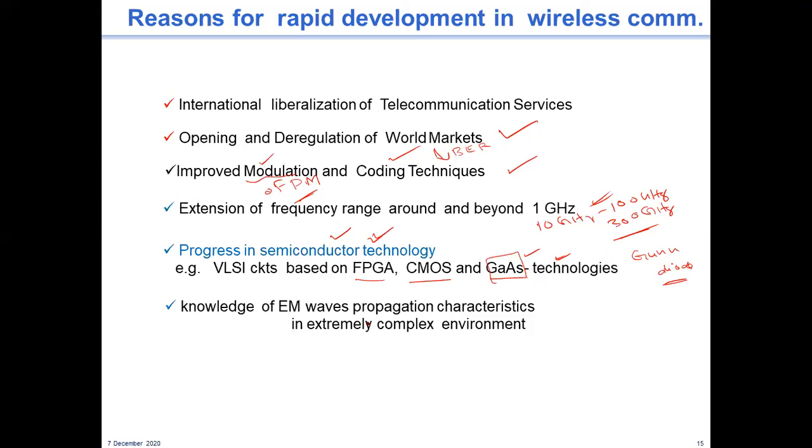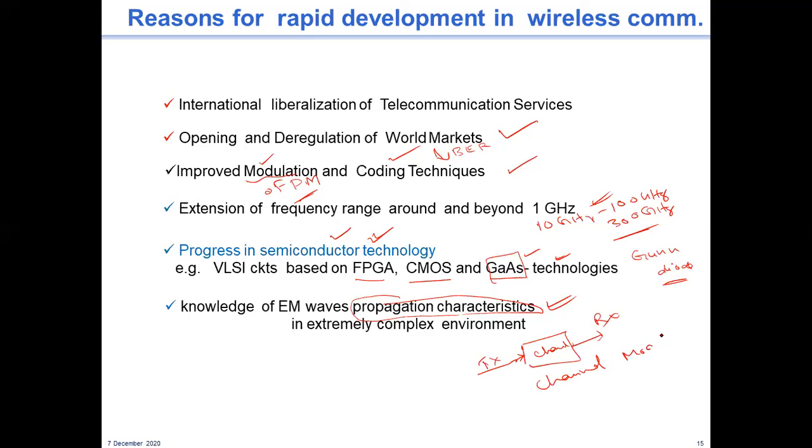One more important thing for the rapid growth or development of wireless communication systems is that we are able to model the propagation characteristics. This is the main development that took place. We are able to model the channel to some extent: the channel, receiver, transmitter. Earlier we were not having channel modeling.